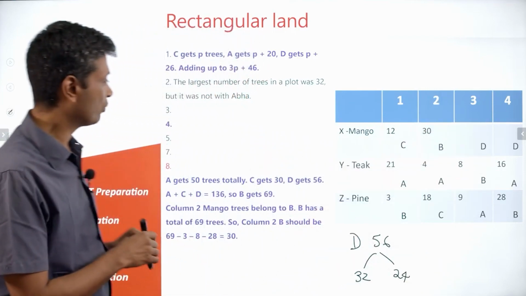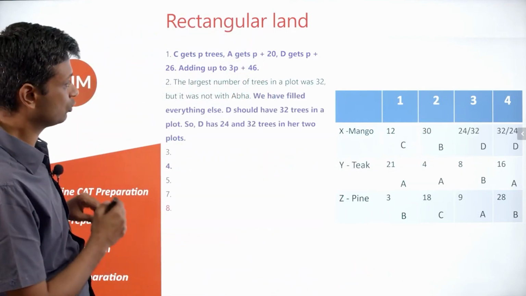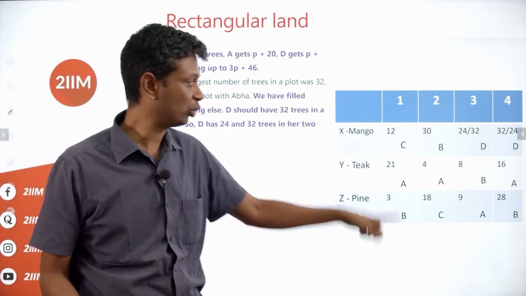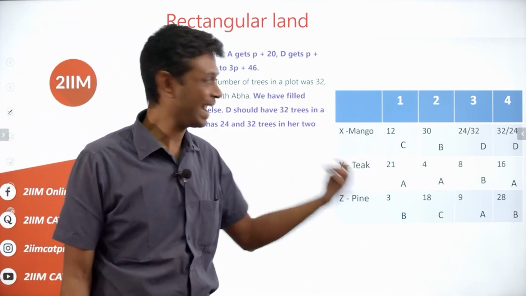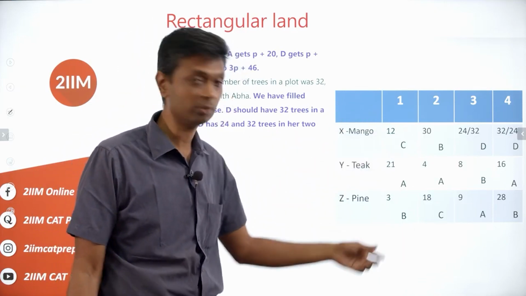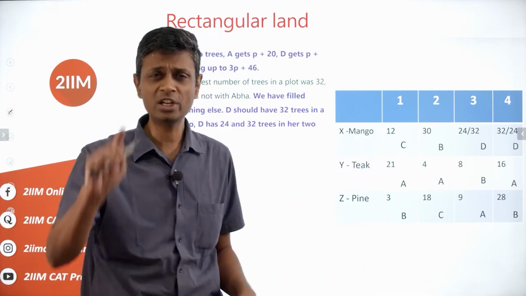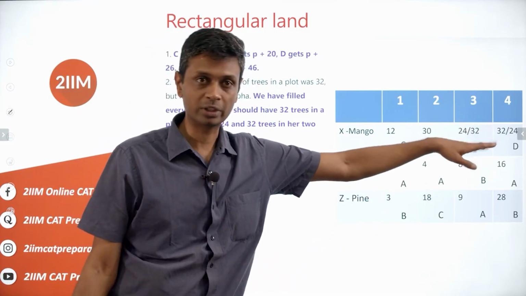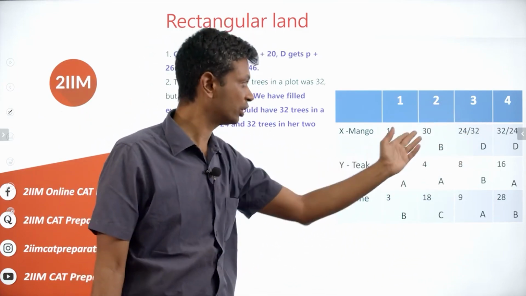And so we've got every single cell. We've got it completely filled. We know which cell belongs to which person. We know the number of trees in each one. Each cell, each row, each column is completely filled. The only open-ended thing is that D could be 24 or 32, 32 or 24. It's either 24 and 32 or 32 and 24.